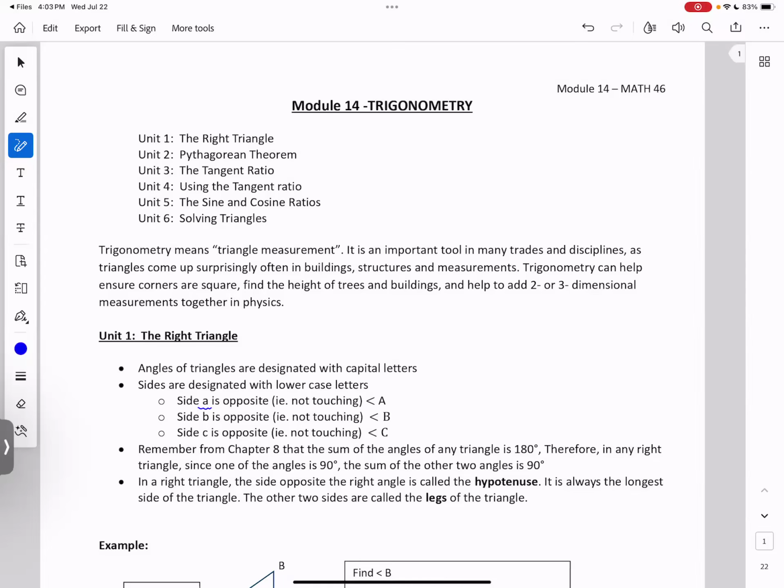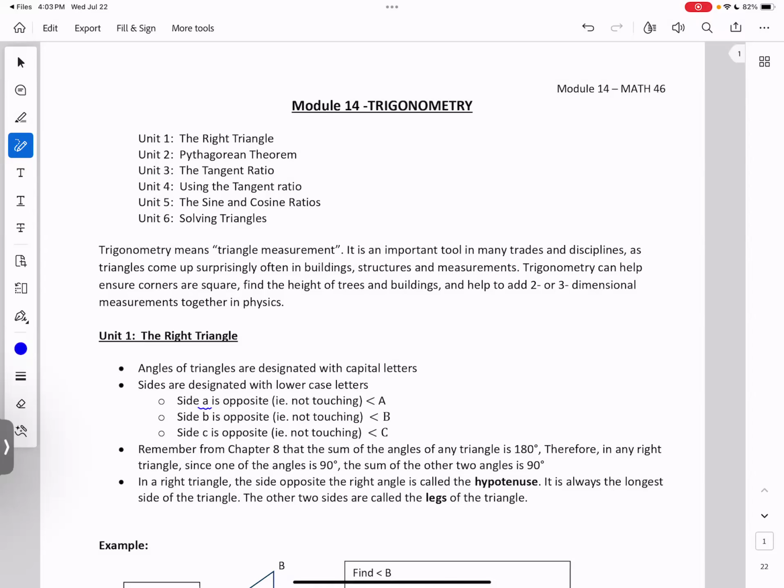Our last module is on trigonometry, which is the study of triangles. And there's a lot of applications of triangles you'll find in all kinds of different jobs. So in forestry, in carpentry, in physics, to name a few, right-angled triangles actually come up a lot. So this entire unit, we're only going to be looking at right angle triangles, so triangles that have one angle of 90 degrees or a perfect corner.